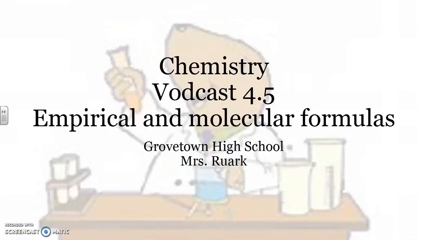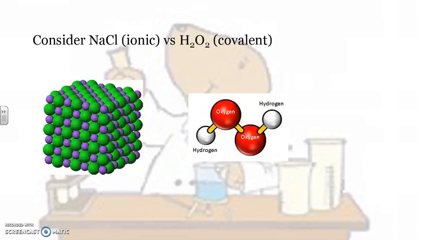This is Vodcast 4.5. I'm going to teach the difference between an empirical and a molecular formula. All right, so looking at these two compounds here. Here we have our ionic compound, which is sodium chloride, and here we have our covalent compound, which is hydrogen peroxide.